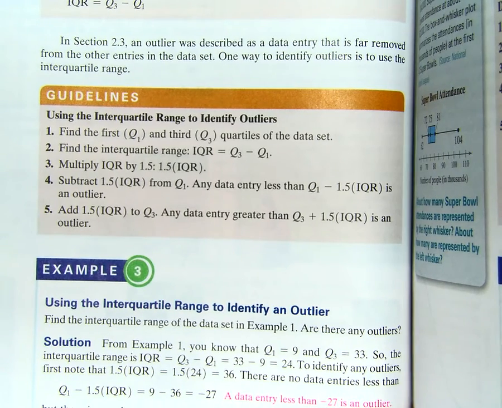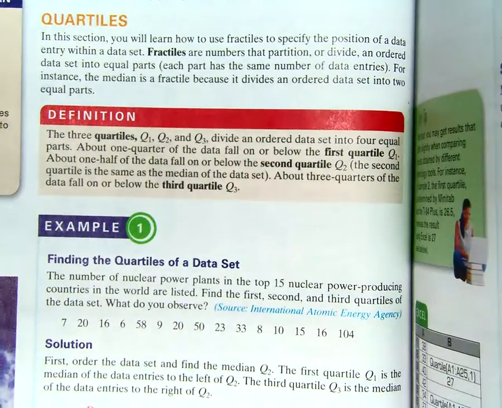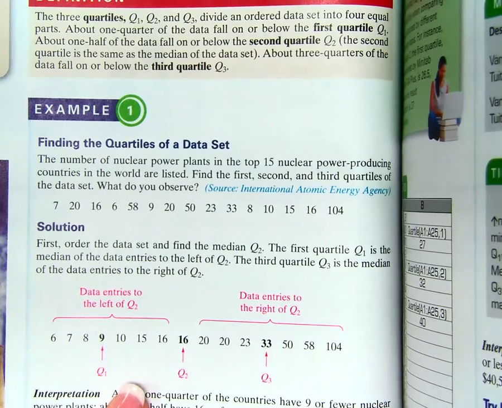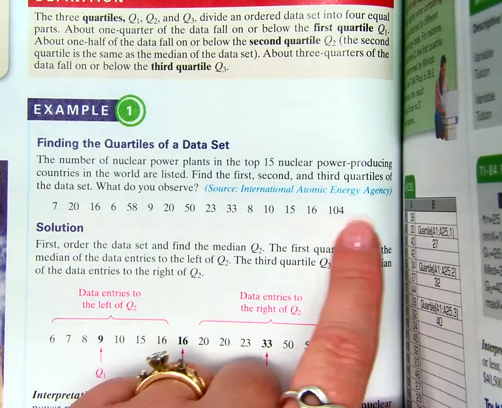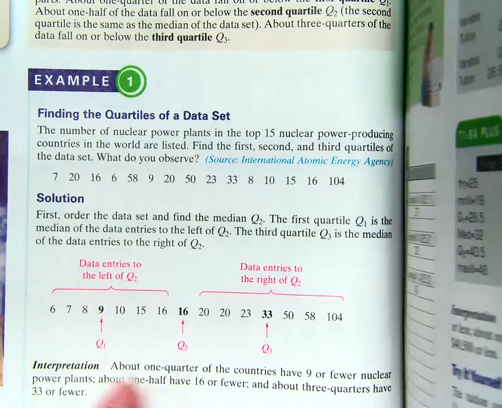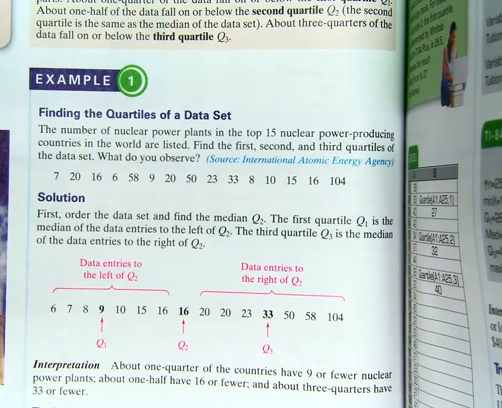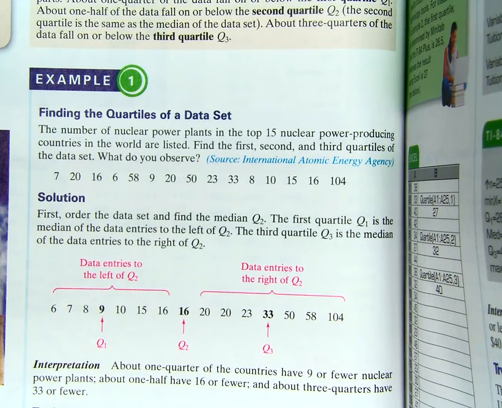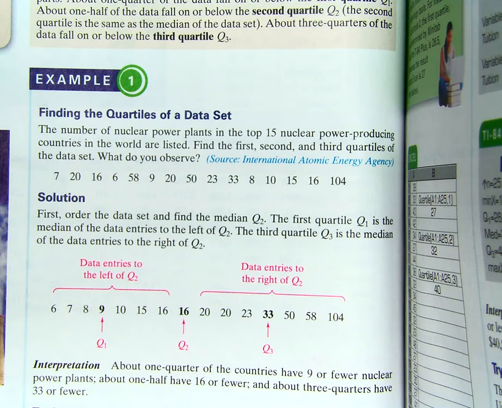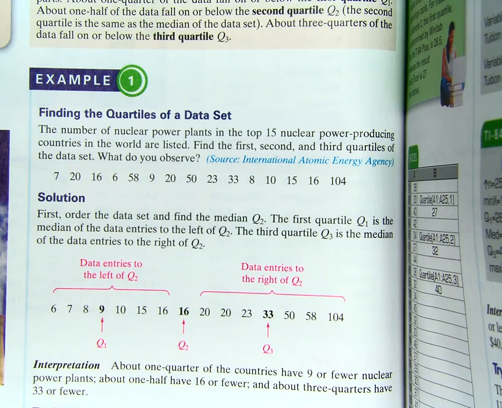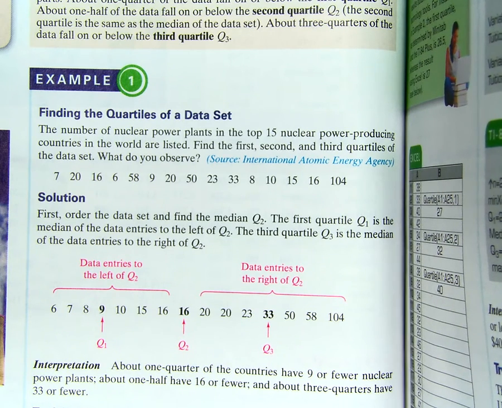Now, if we go back to this first example that we talked about, and I said to you, are any of these numbers outliers? Well, let's put them in order. These might be easier to see. Are any of these numbers outliers? What would you say? What do you think? 104 maybe, right? That would be a guess, right?